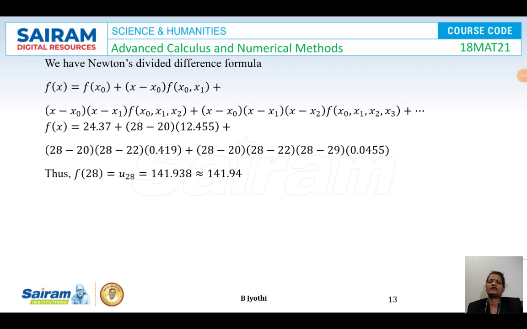Now we need to substitute it in the divided difference formula. The divided difference formula is given by f of x is equal to f of x naught plus x minus x naught into f of x naught, x1 plus etc. Now let us substitute in the formula, which gives 24.37 plus 28 minus 20 into 12.455 plus etc. Then on simplification, f of 28 will be 141.938 or 141.94, which is almost the approximate value.